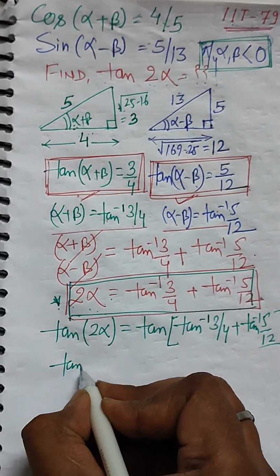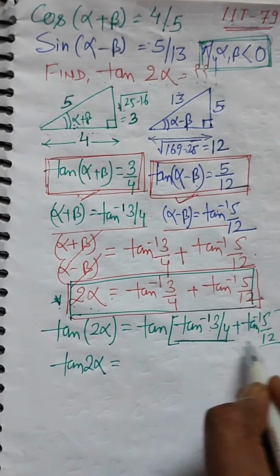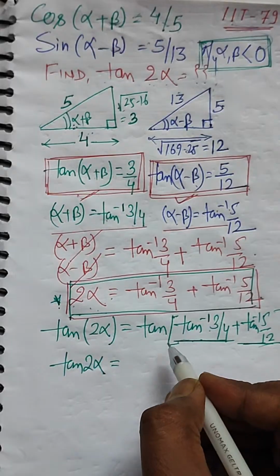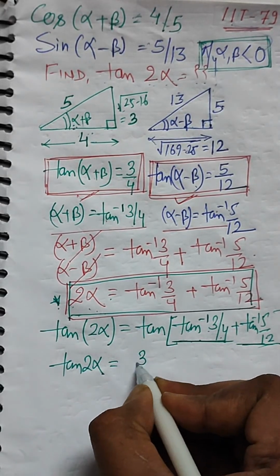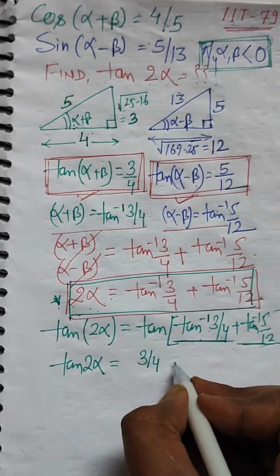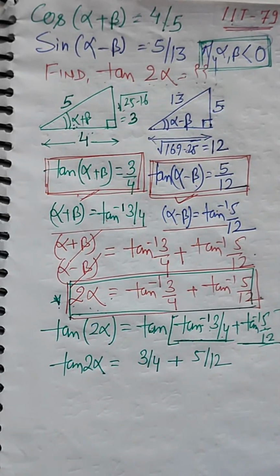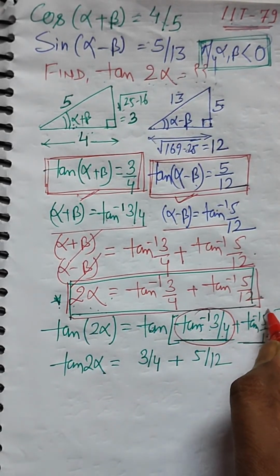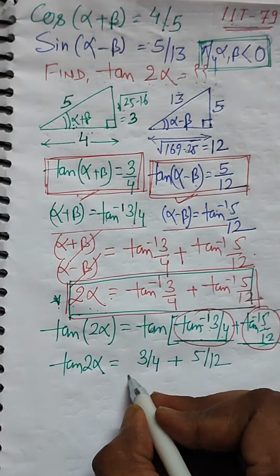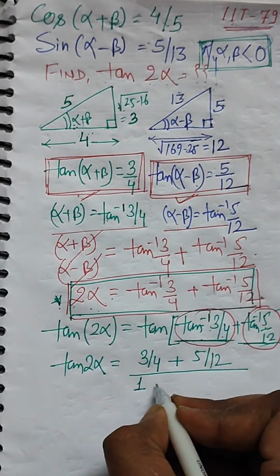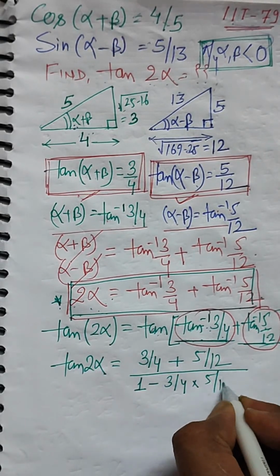So this will give you the value of tan 2 alpha as equal to tan of A plus B, if this is one angle and this is another angle, that means tan A plus tan B divided by 1 minus tan A tan B. So tan of tan inverse 3 by 4 will give you 3 by 4, and tan of tan inverse 5 by 12 will give you 5 by 12, because this is considered as A and this is considered as B. So this is tan A plus tan B divided by 1 minus tan A tan B, that is 1 minus 3 by 4 into 5 by 12, right?